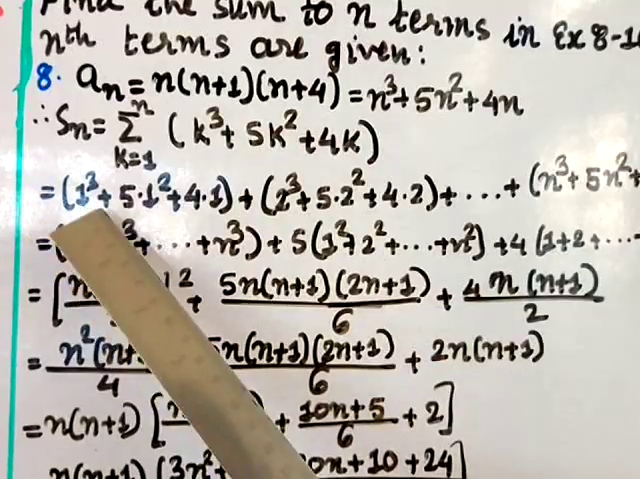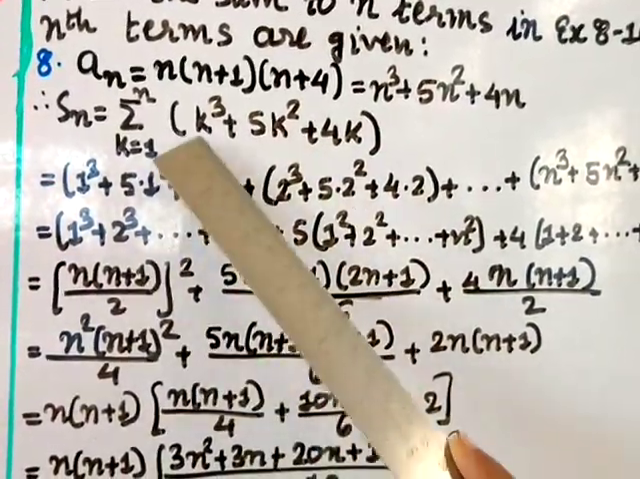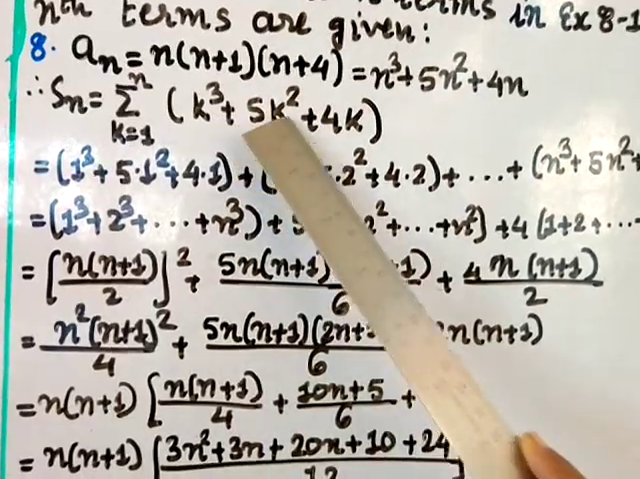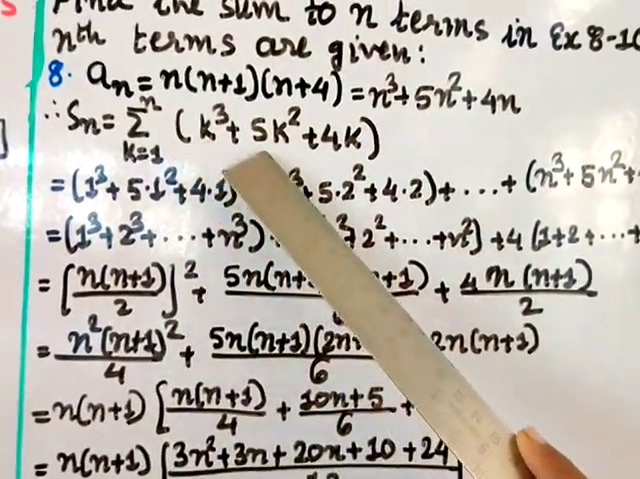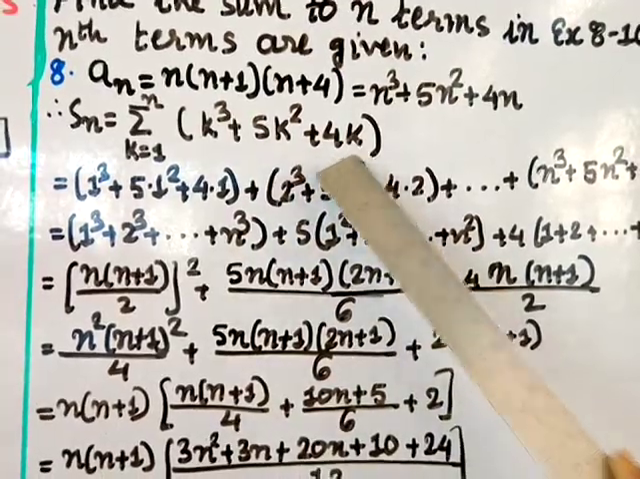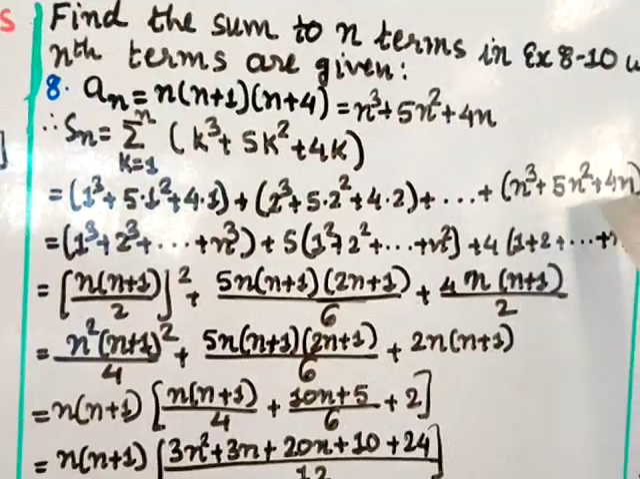So 1 cube plus 5 into 1 square plus 4 into 1, plus now put 2. So 2 cube plus 5 into 2 square plus 4 into 2. Next term will be 3. So 3 cube plus 5 into 3 square plus 4 into 3, plus up to plus, now put n. So n cube plus 5n square plus 4n.